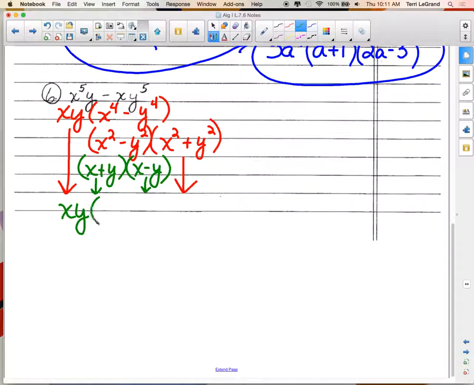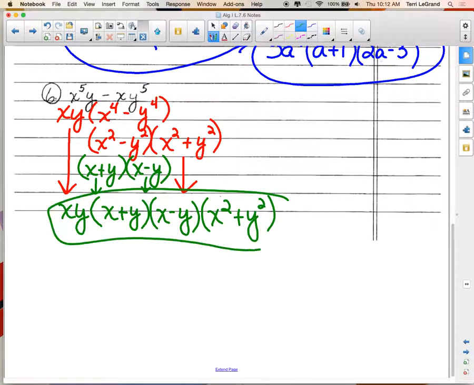XY times X plus Y times X minus Y, good, times X squared plus Y squared. Amen. Order does not matter. Typically the monomial GCF is out front. After that, it does not matter which of the factors gets to be next, because it's multiplication, right?